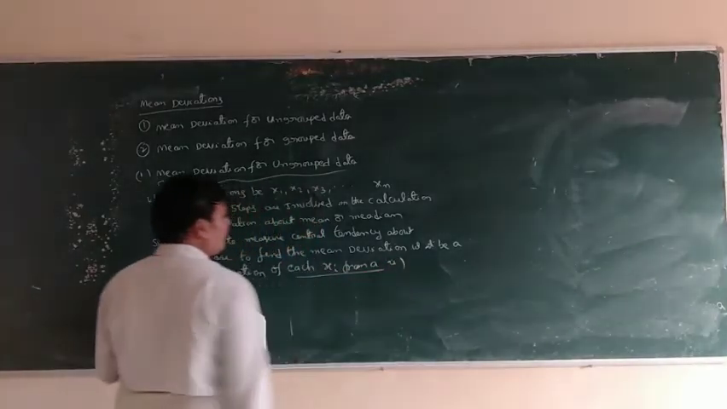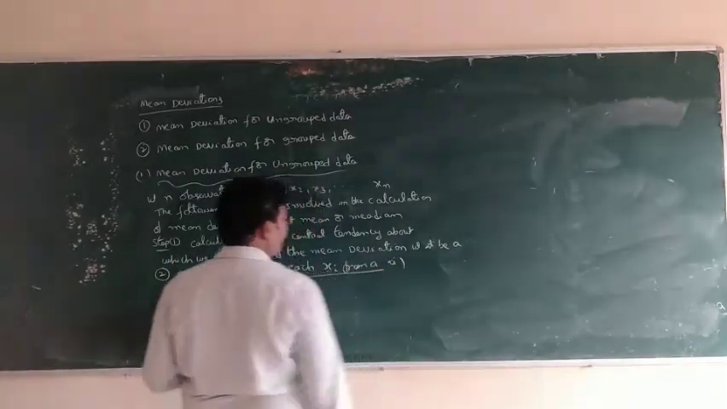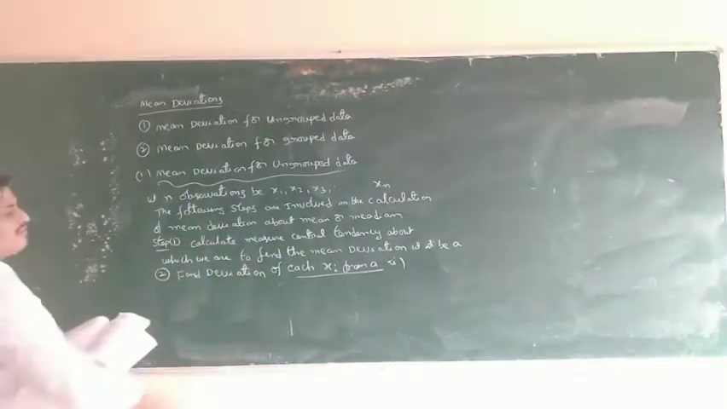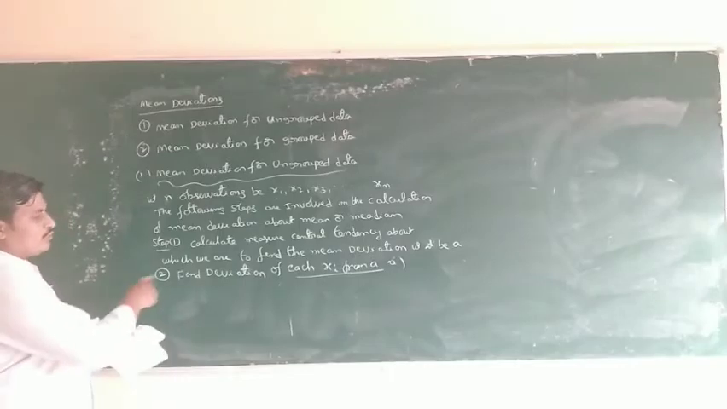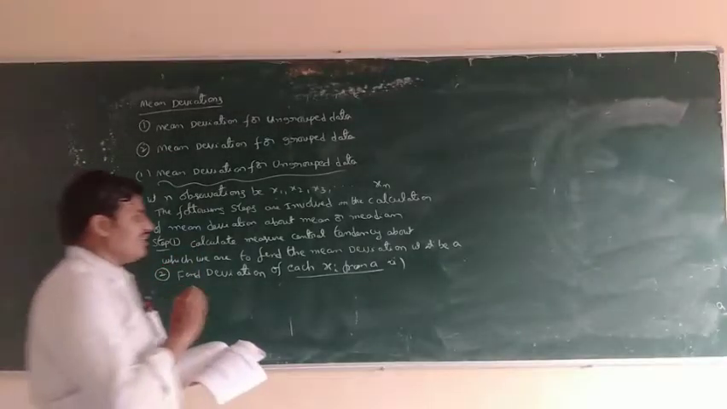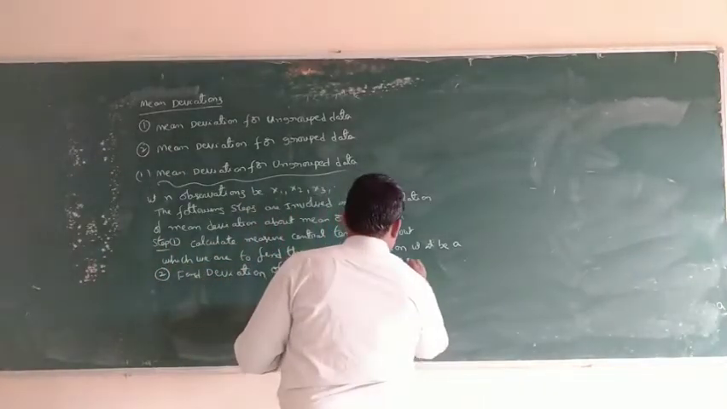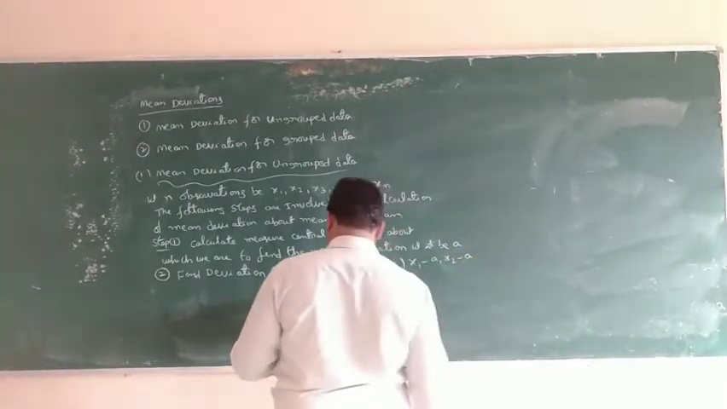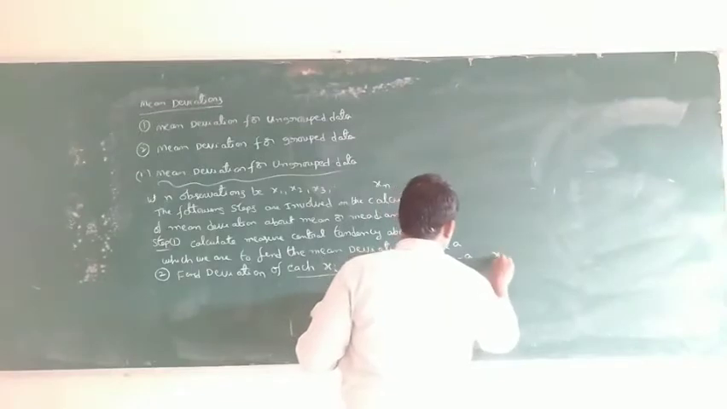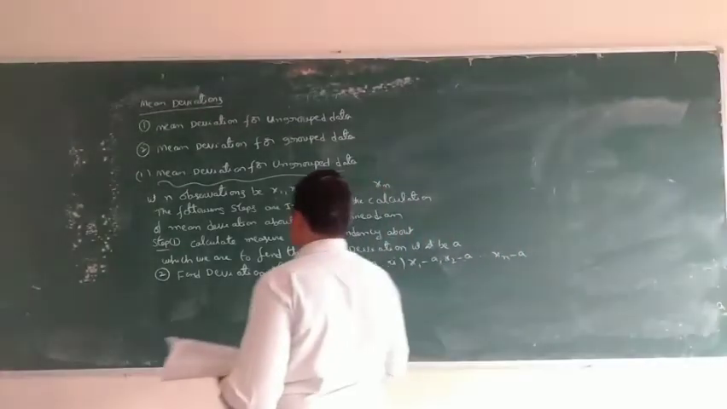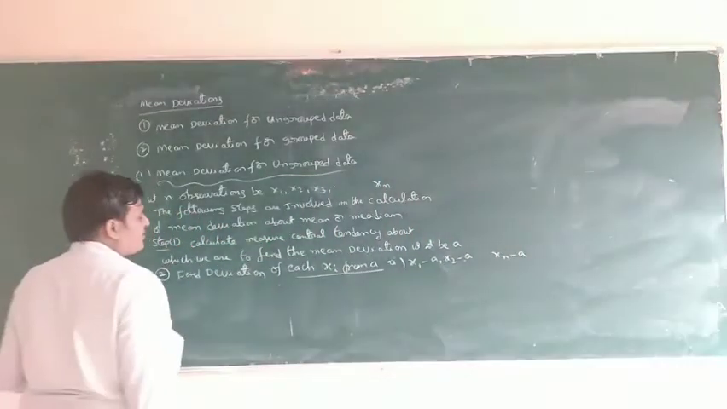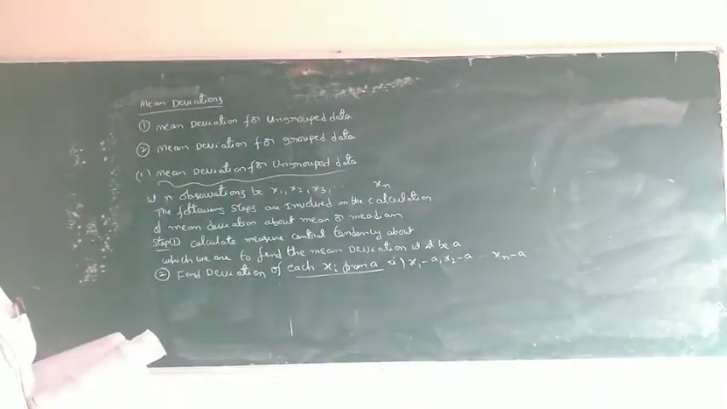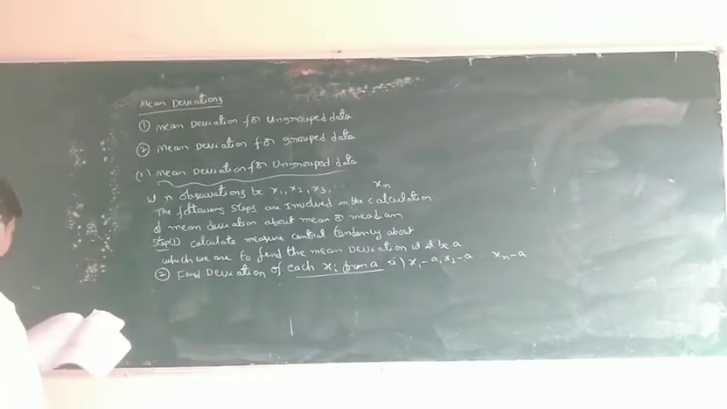Each xi from A, meaning what? The total mean deviation of each xi from A, that is simply x1 minus A, x2 minus A, and so on, xn minus A. This is the mean deviation of each xi from A.